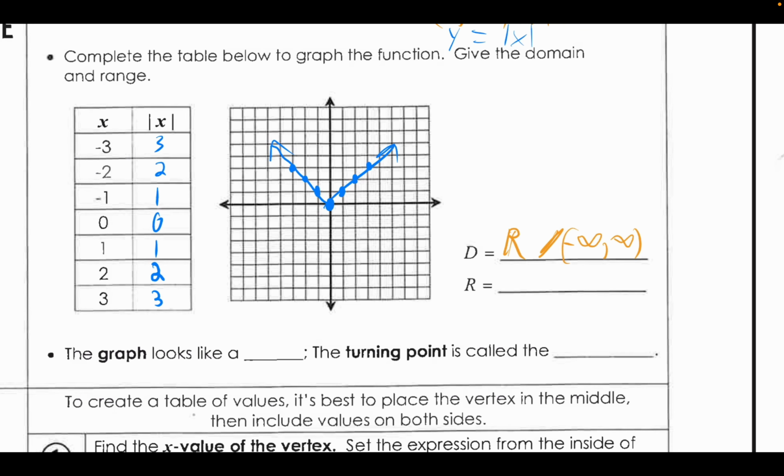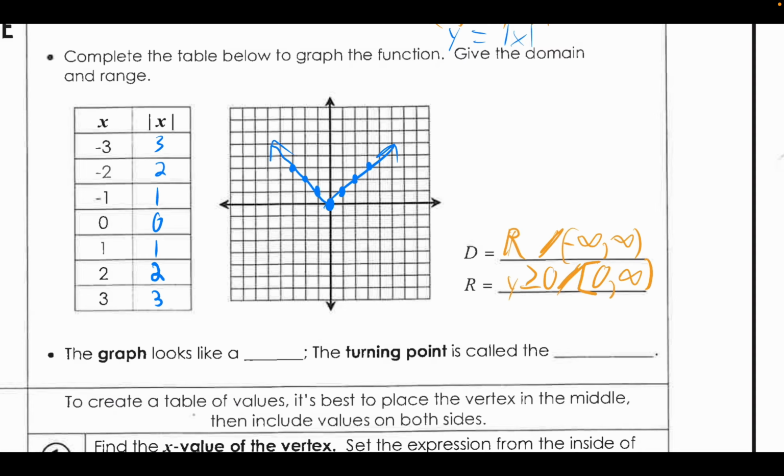And the range, how far low and high it gets, down and up, the lowest it ever gets is 0, and it goes everywhere above that, right here, and it goes above. And so that would be like y is greater than or equal to 0, or you could also word it as 0, comma, infinity, with infinity once again being a parenthesis, but 0 being a bracket because it's a closed circle.